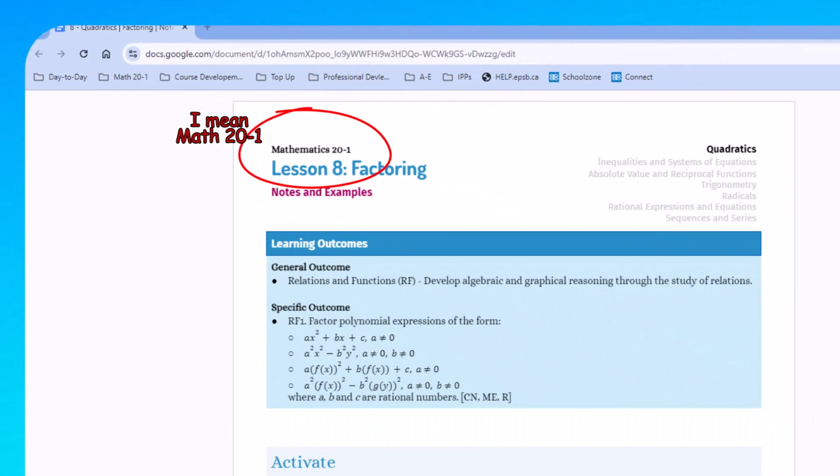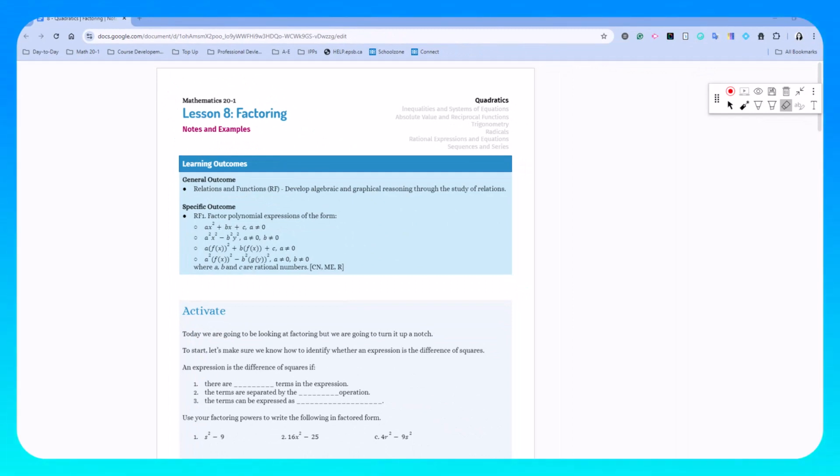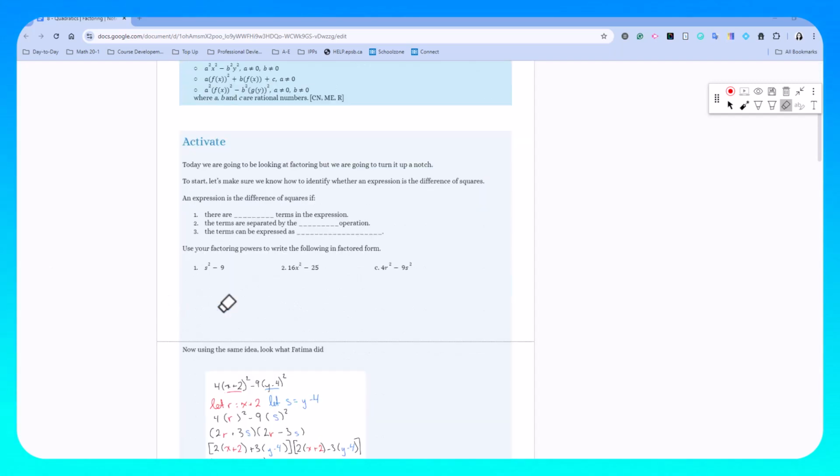We are in for a super quick lesson today, Lesson 8 on factoring. So let's get started. Today we are going to look at factoring, but we are going to be turning that up just a notch. We want to start out by factoring more complex difference of squares.